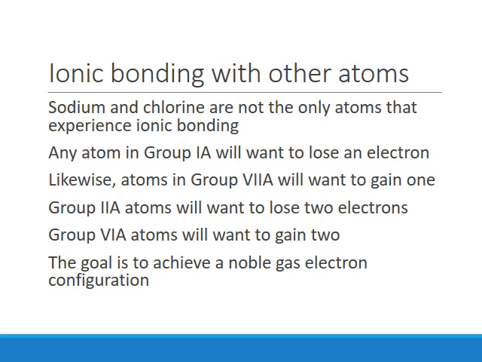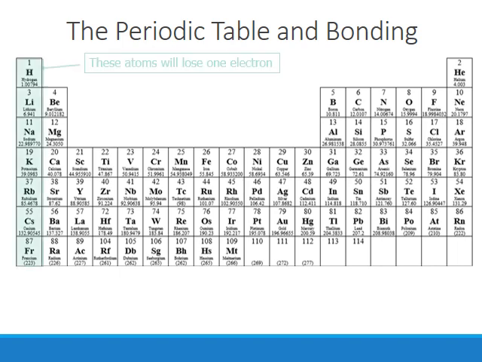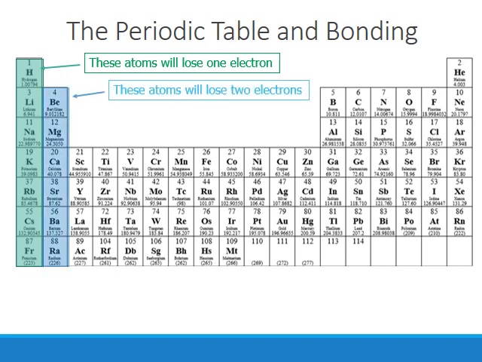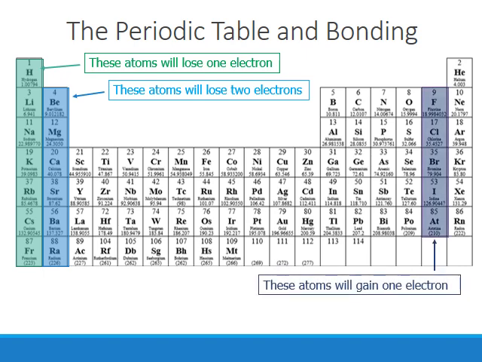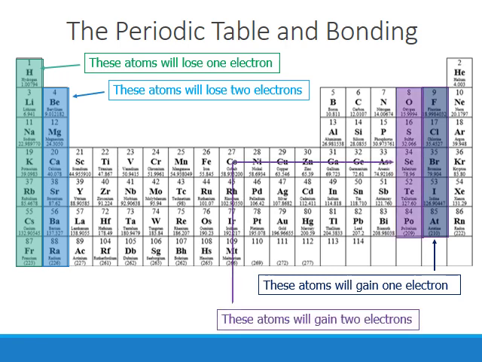Let's look at this on a periodic table. There's our periodic table. The group 1 elements will lose 1 electron to get to their goal of the noble gases. Group 2 elements will lose 2 electrons. Going to the other side of the periodic table, group 7 will want to gain 1 electron. They're 1 shy of their noble gases. Group 6 will gain 2 electrons.